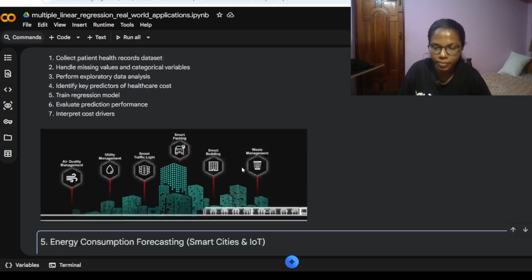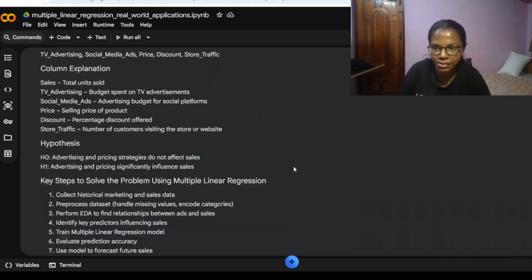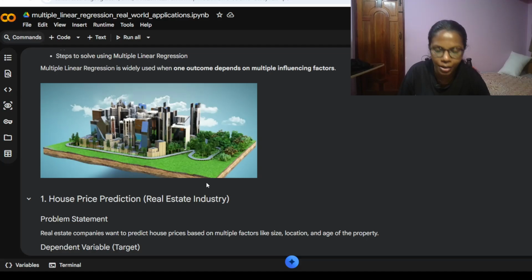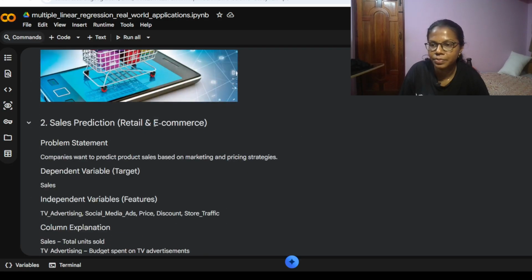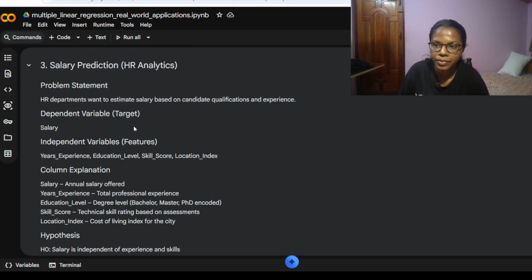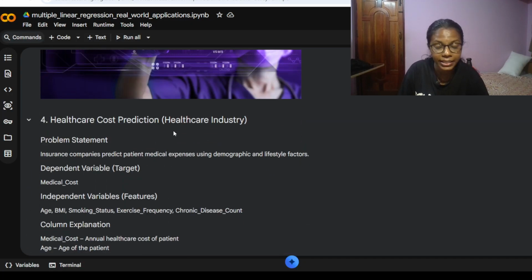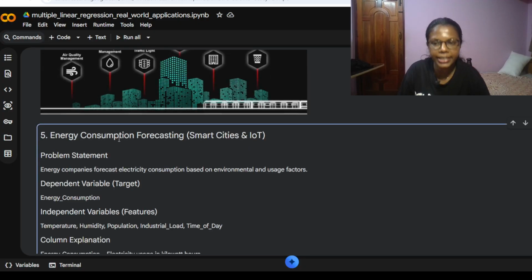So in these many case studies that we have seen, like house price prediction, sales prediction, salary prediction, healthcare cost prediction, and finally energy consumption prediction, I believe you clearly understood how AI and multiple linear regression could be helpful in predicting the future just with data. Now you are clearly understanding how powerful AI is, how powerful data is in predicting the future.